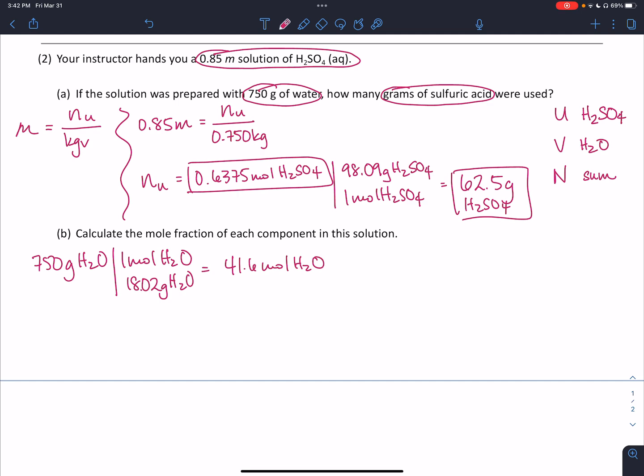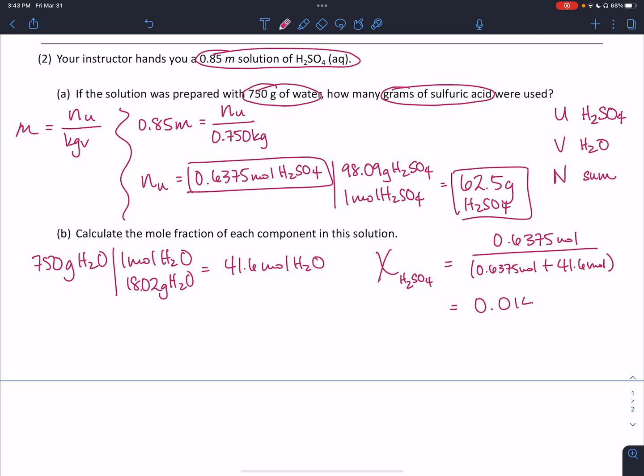Then I can set up my mole fraction. I'll do it for the solute, H2SO4. It's going to be 0.6375 moles divided by our total, so 0.6375 moles plus 41.6 moles for the water. Do that addition and then division, and I'm going to find that the sulfuric acid has a mole fraction of 0.015.